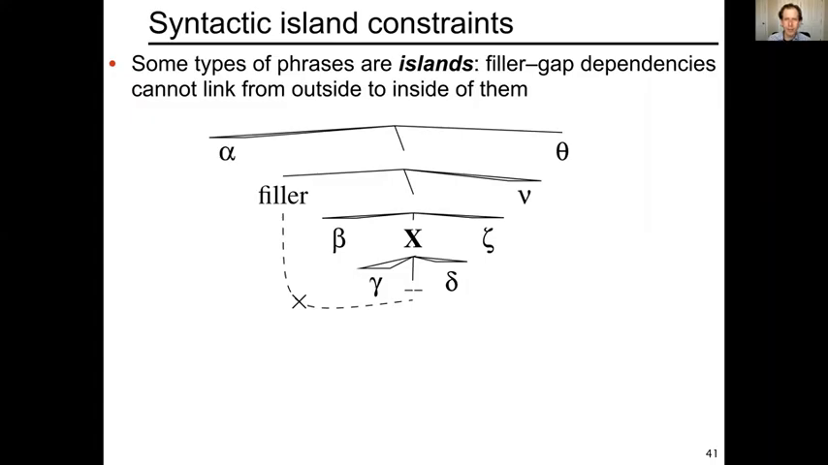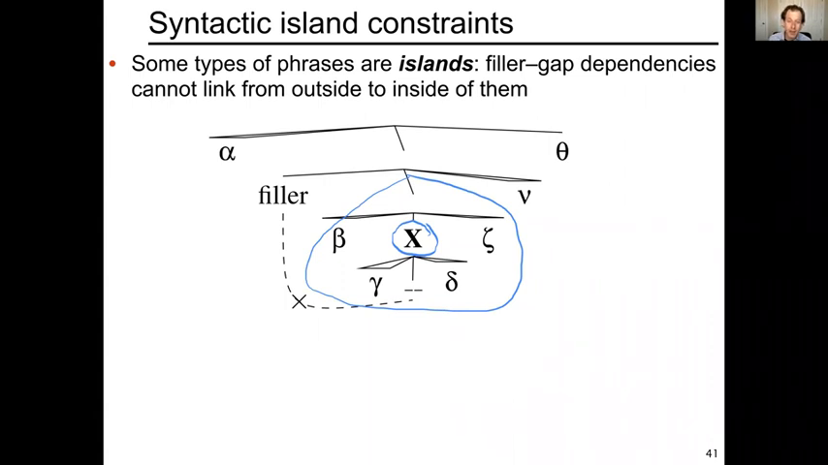The last thing we're going to be covering today involves what are called island constraints. So we've already seen filler gap dependencies. And ordinarily, as I described earlier, it's the case that a filler can have a gap appear inside its sister. So under ordinary circumstances, anything in this phrase would be eligible to be a location of a gap. But there are certain kinds of phrases that are called islands. And filler gap dependencies cannot link between inside and outside of an island.